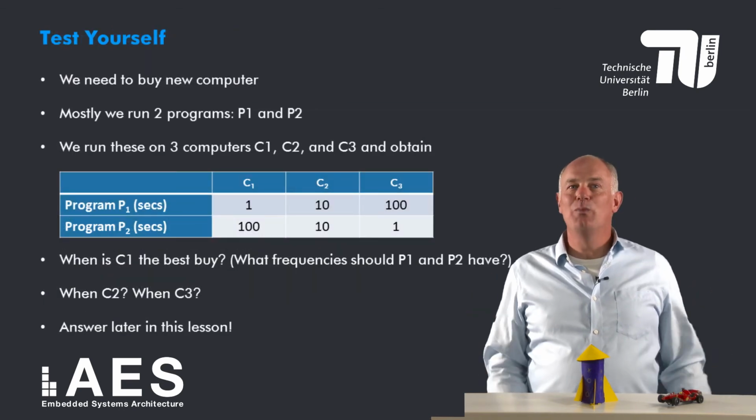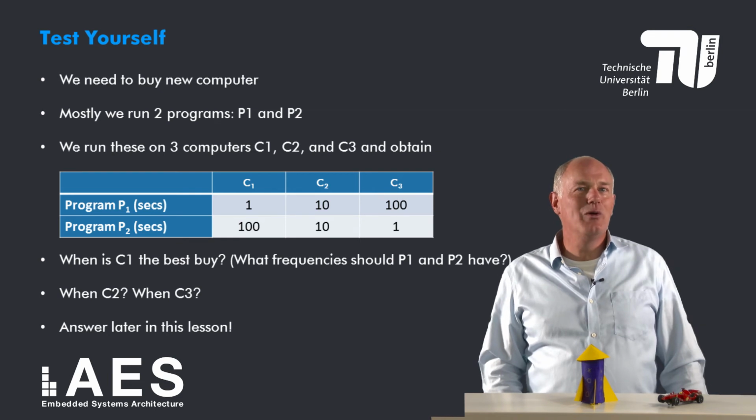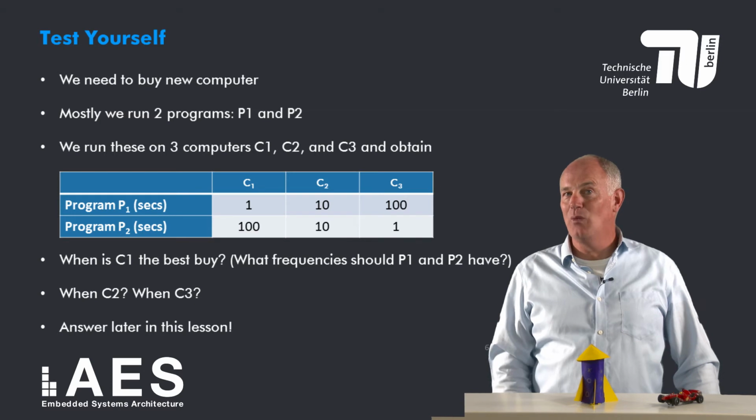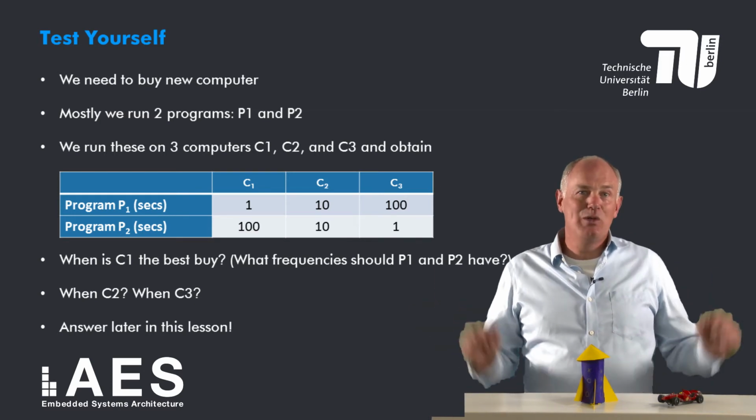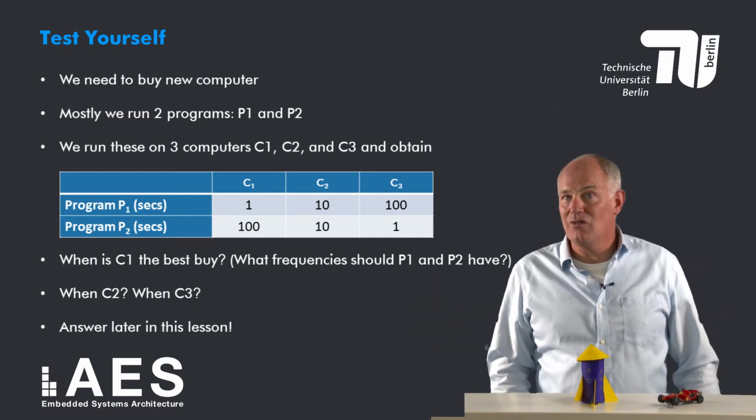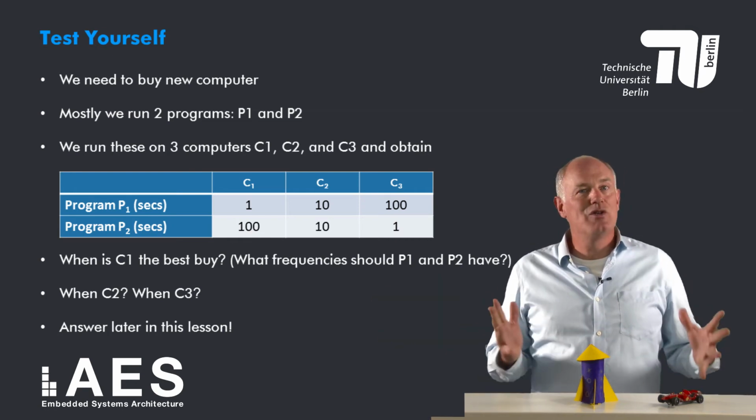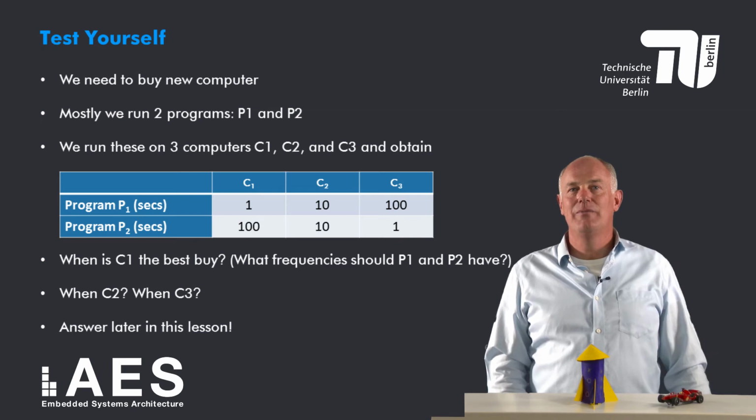Here's the question once more. We want to buy a new computer, and most of the time we use our computer to run two programs, P1 and P2. We execute test runs of our favorite applications on three recent computers, C1, C2 and C3, and obtain the results summarized in this table here.